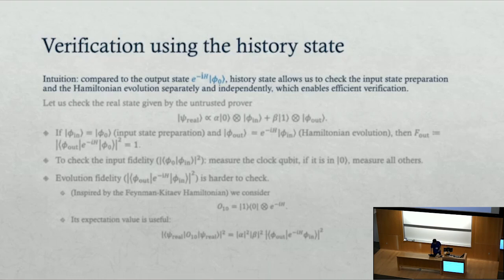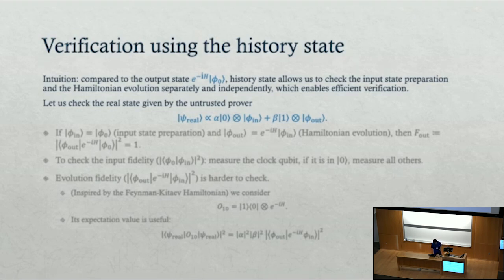So let's check the real state given by the untrusted prover. Because the prover is untrusted, the state may be any arbitrary state. So we just use this most general model where alpha and beta can be any complex numbers, and phi in, phi out can be any n-qubit pure states. And in this presentation, I'll just focus on pure states, but actually all the results also apply to mixed states.